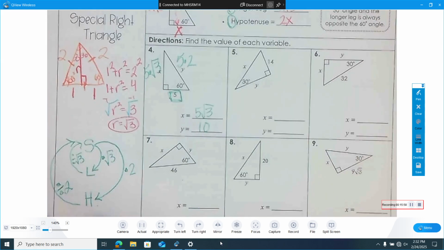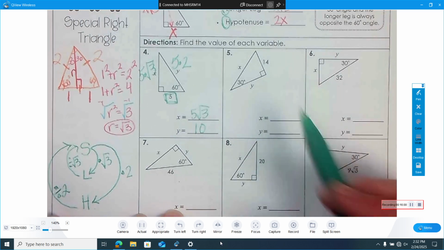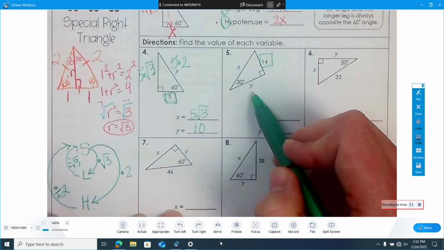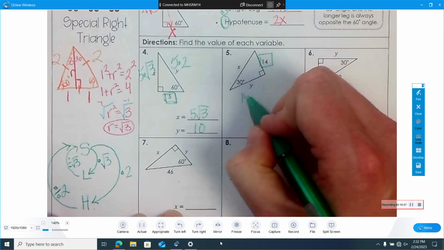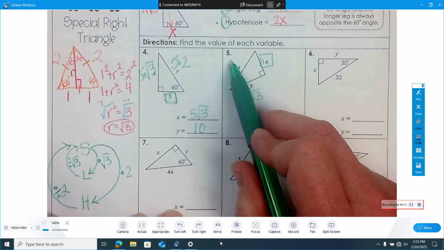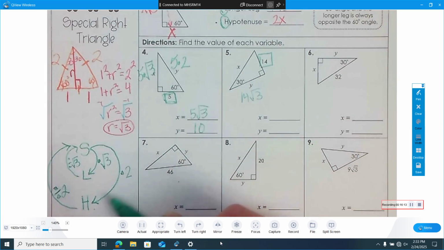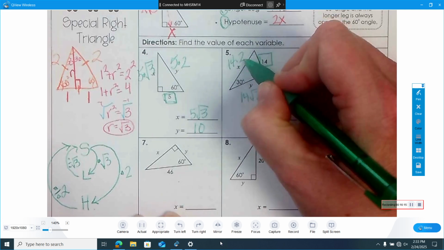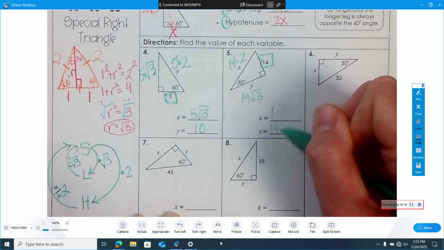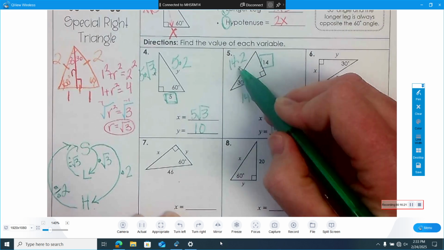On number 5, what information did they give us? The short leg again. Great place to start out. How do I get the longer leg? 14 square root 3. 14 times by radical 3. Easy. Short leg to hypotenuse? 28. Times by 2. So 14 times 2. So 14 radical 3. And the x is 28.